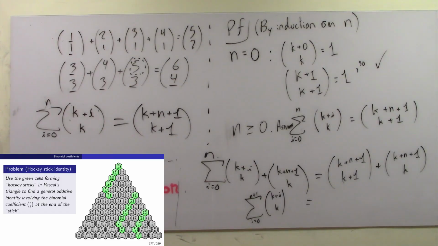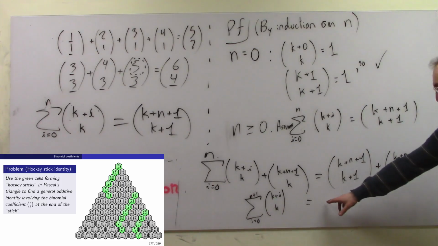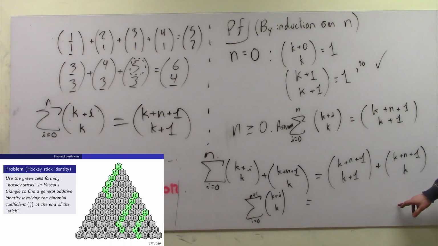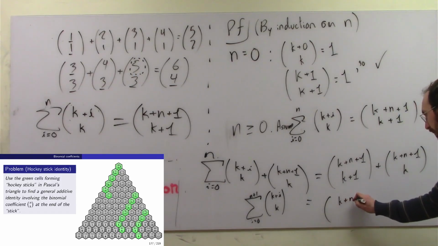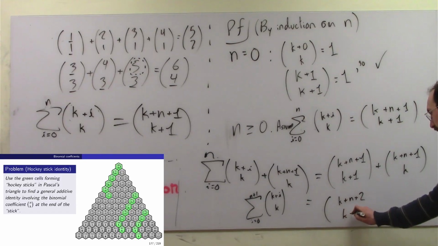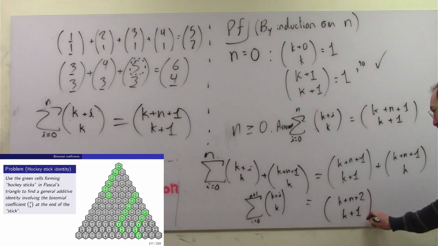And now what do we have here on the right? Anyone see what's going on there? Because what do I want this right-hand side to be? K plus n plus 2 choose k plus 1. Yeah, we want k plus n plus 2 choose k plus 1. Is that what we have right here? Whoa. Yes. We use Pascal's identity here.